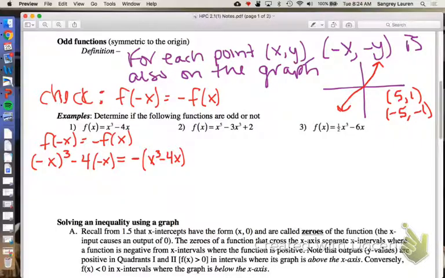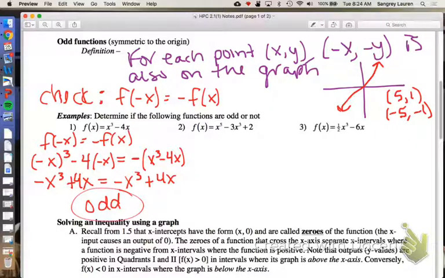So now let's simplify a little bit. A negative x cubed will remain a negative x cubed, because a negative cubed still comes out to be a negative. Then we have negative 4 times negative x, so this is a positive 4x. On the right, that negative distributes, so negative x cubed plus 4x. These do come out to be equivalent, so this is an odd function.